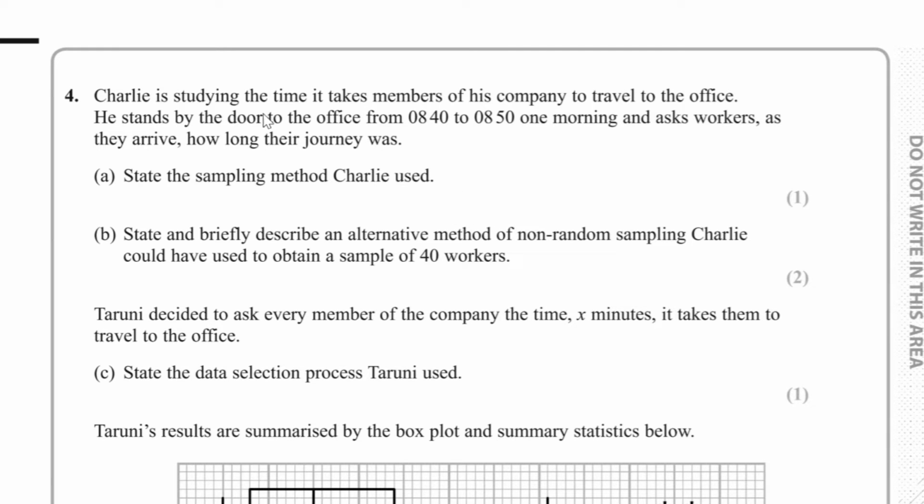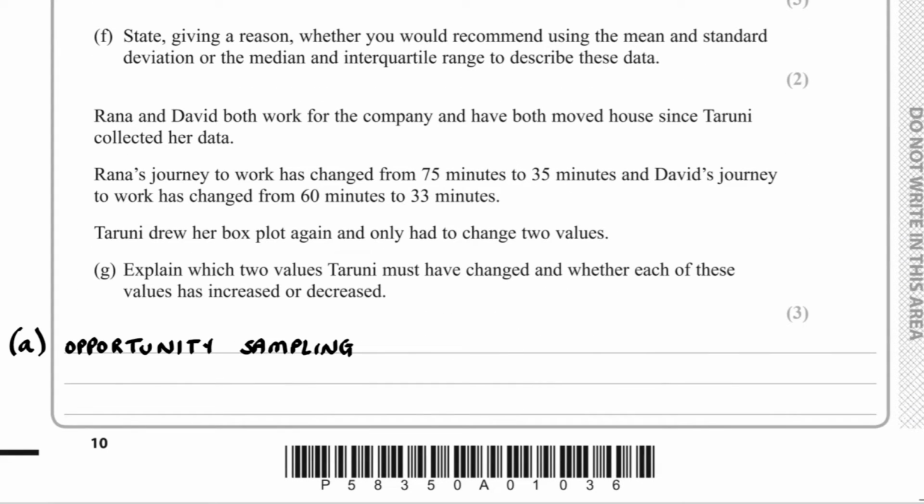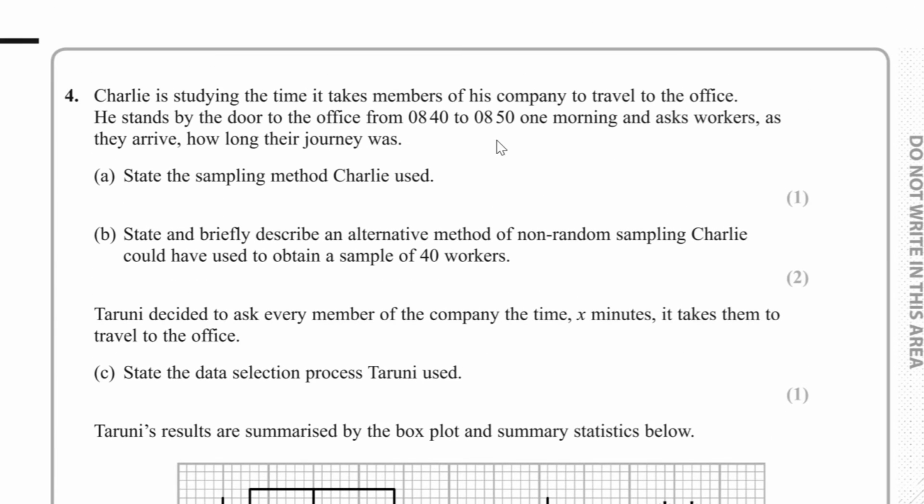Question number 4. Charlie is studying the time it takes members of his company to travel to the office. He stands by the door to the office from 8:40 to 8:50 one morning and asks workers as they arrive how long their journey was. For part A, we have to state the sampling method Charlie used. Well, quite simply, that would be opportunity sampling. We're standing at the door and asking workers who come in.